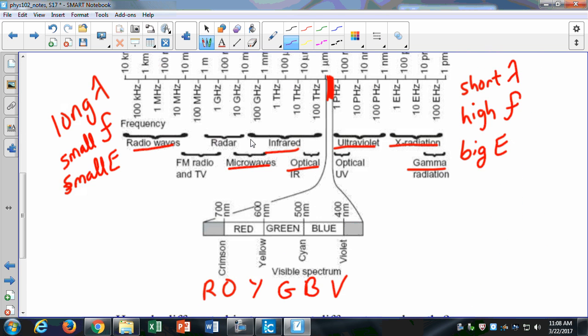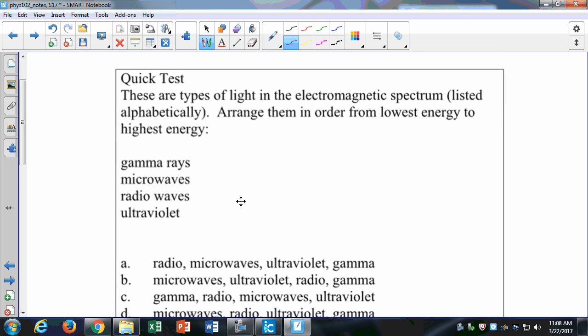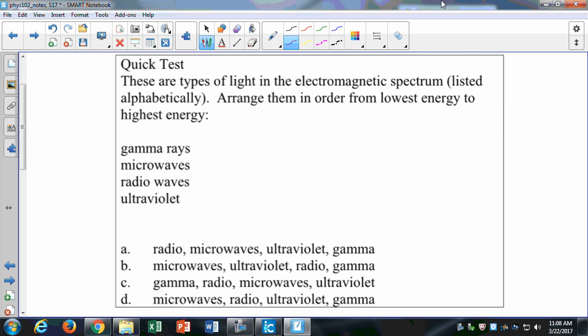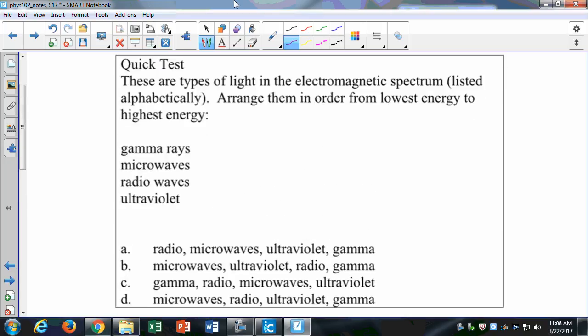Electromagnetic spectrum, we talked about this last time. Did y'all do this one? No, let's try this. Know your electromagnetic spectrum in order of energy, wavelength, and frequency. Be able to organize them in terms of energy, wavelength, and frequency.